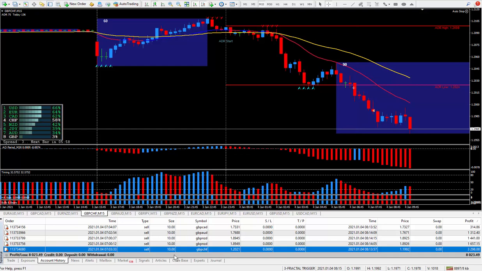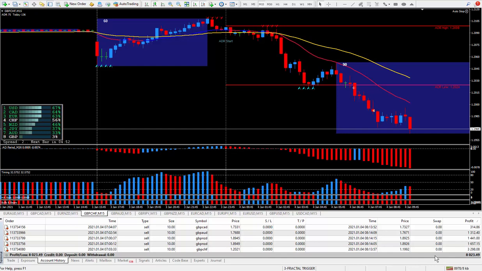And it looks like those 29 pips on the pound Swiss paid $3,298. So today, trading with my latest and newest system called the fractal trigger, I ended up with 94 pips, close to 100, very, very happy. And those 94 pips paid $8,023.